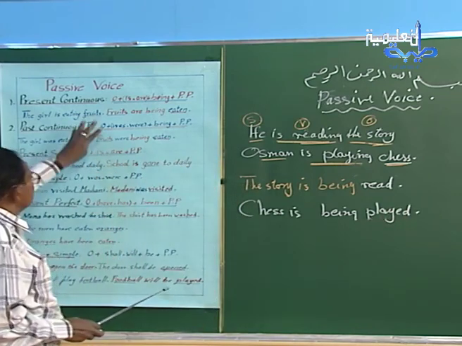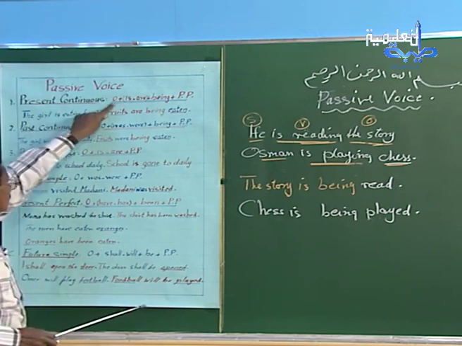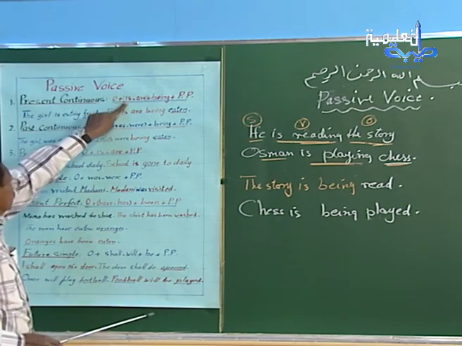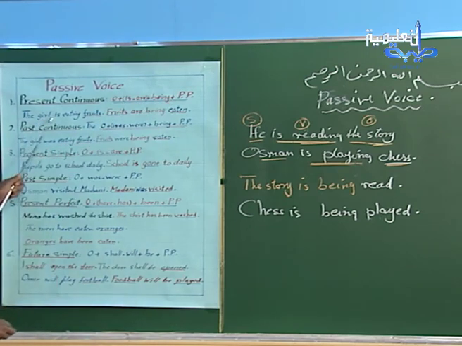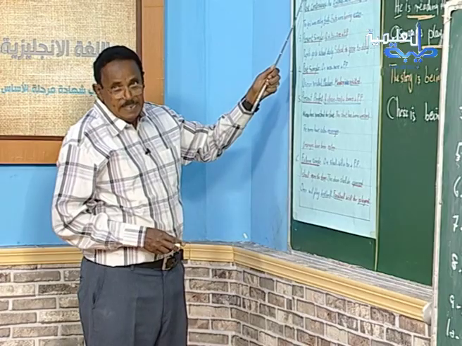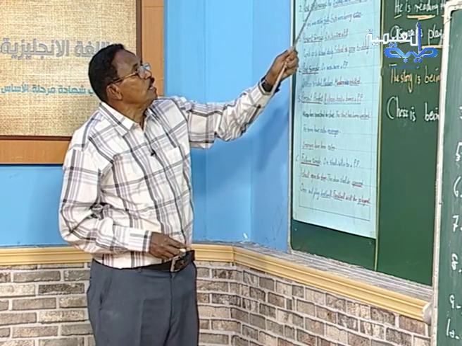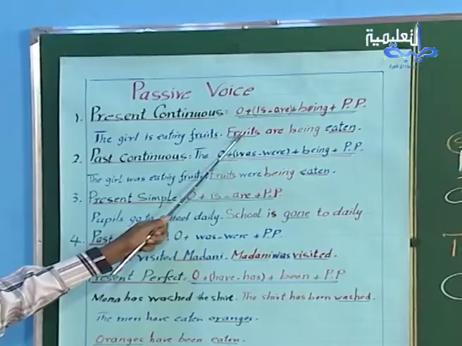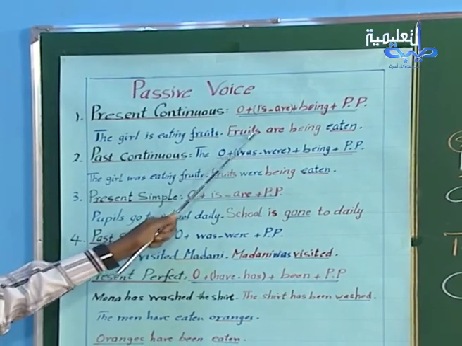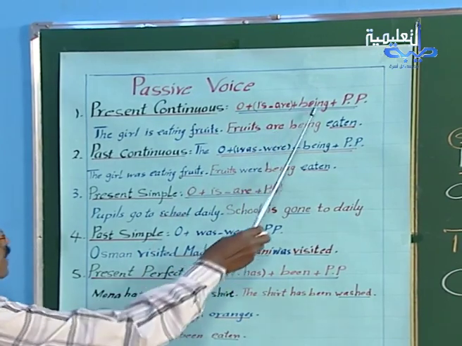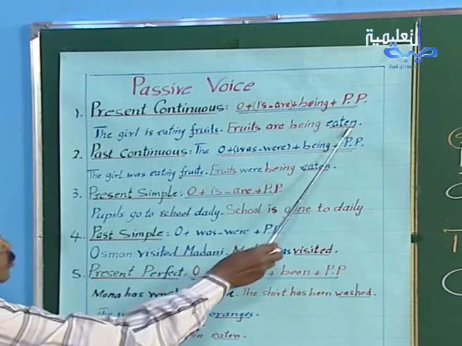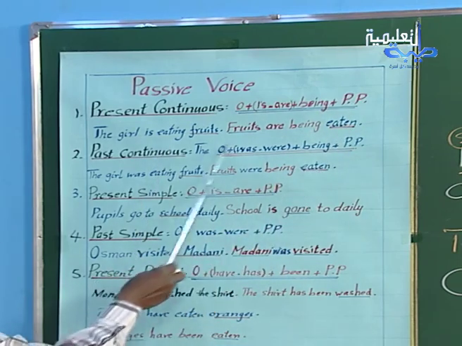All the sentences, all the verbs, for example, for the present simple, this is the rule for it. Object plus is or are plus being plus past participle. Look here. The girl is eating fruits. Here the object is fruit. We are going to omit the girl because we are going to start with the object. After fruit there is or are. Fruit is plural, so instead of is we say are. After are we say being. After being we use the past participle of eating, which is eaten.